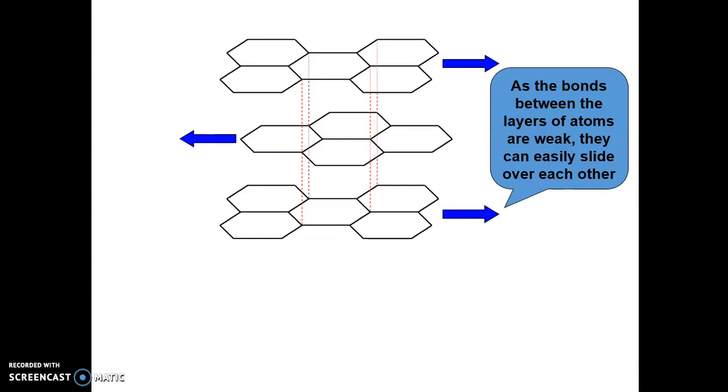That's why we can use it in pencils, because when you apply force on the paper, the layers of graphite slide off and you're left with a trace of it on the paper, which is what our writing shows up as. Okay, likewise as a lubricant, it means the layers can slide off each other because it's soft and slippery.